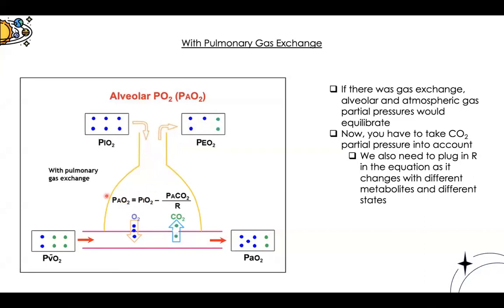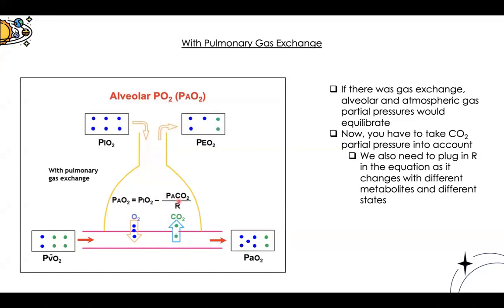Now we can actually calculate alveolar partial pressure by looking at this entire diagram. It helps us because basically the oxygen you inhale is already coming in, but you also gain carbon dioxide, and that kind of replaces this oxygen.